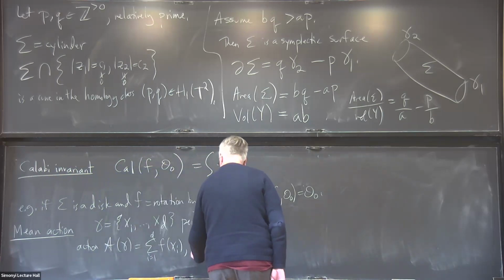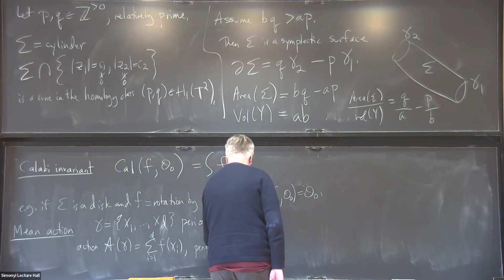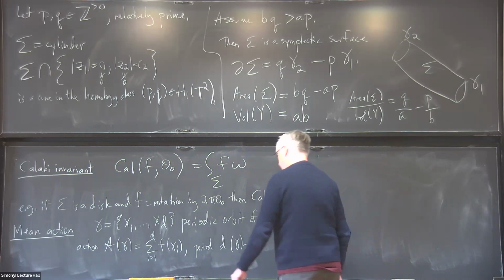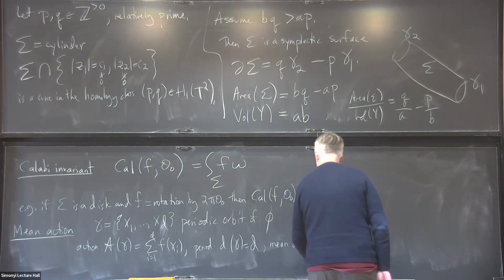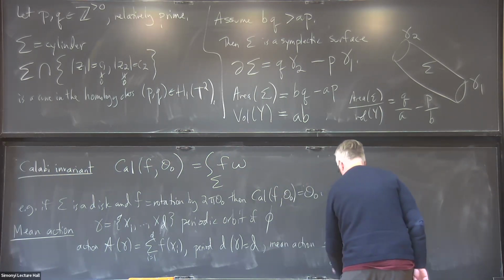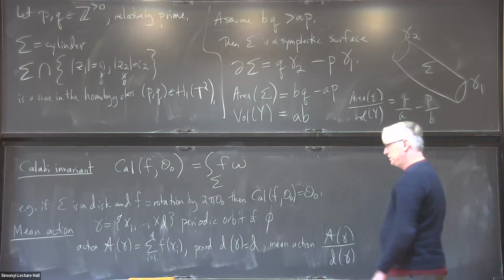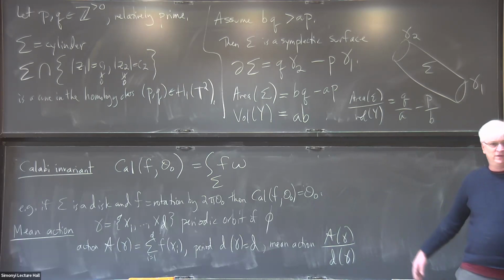And the period d of gamma is the number of points in my orbit, and the mean action is the action of gamma divided by the period. So it's the average value of the function f on this periodic orbit.